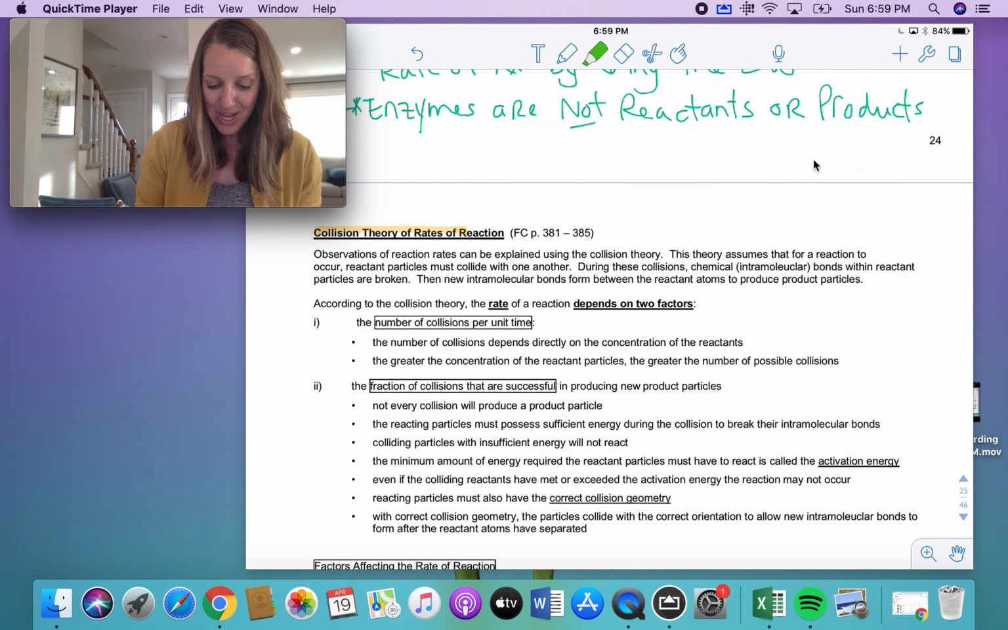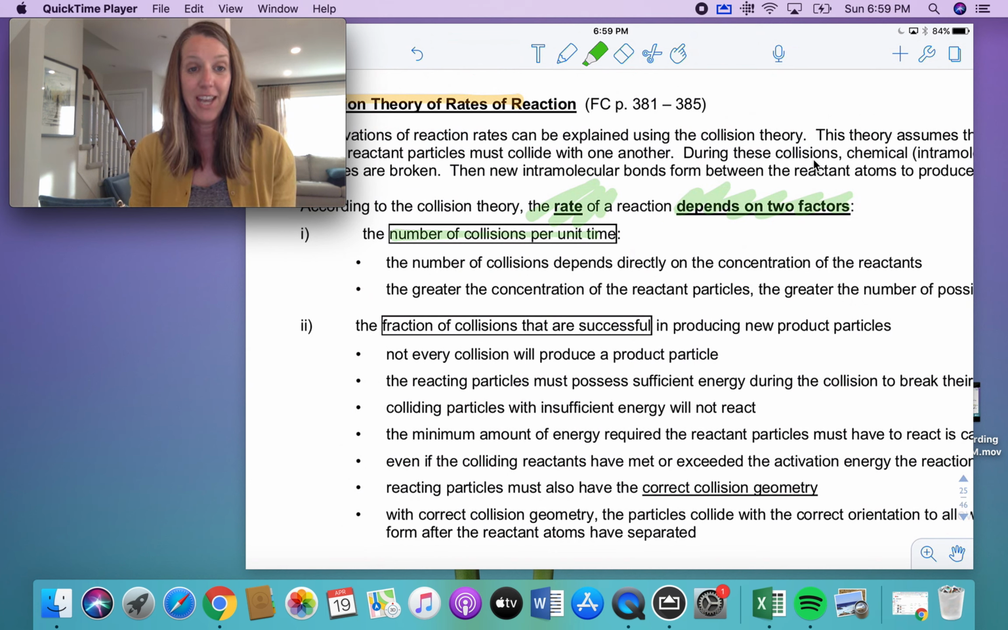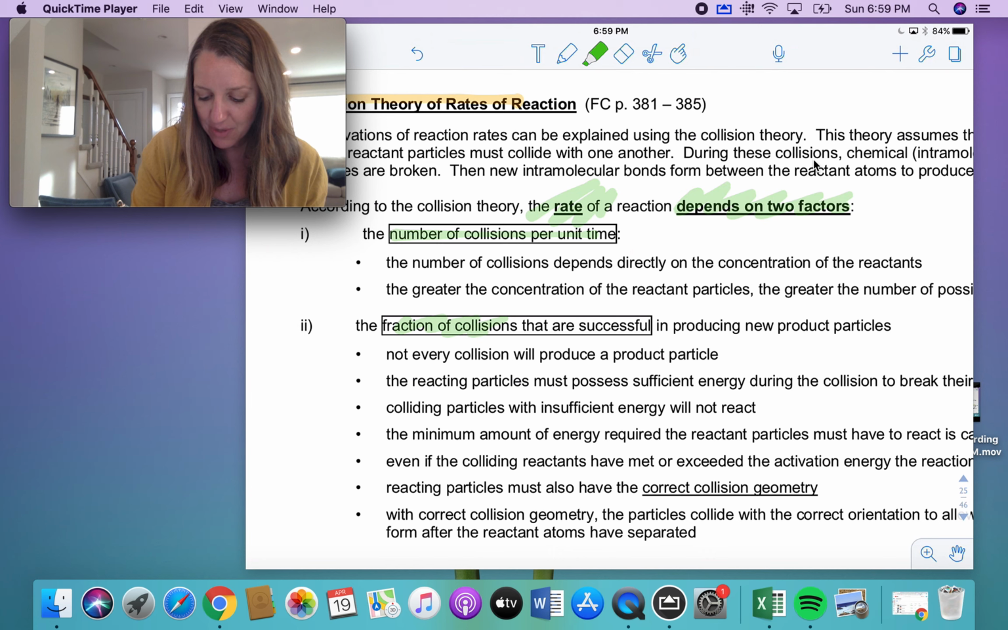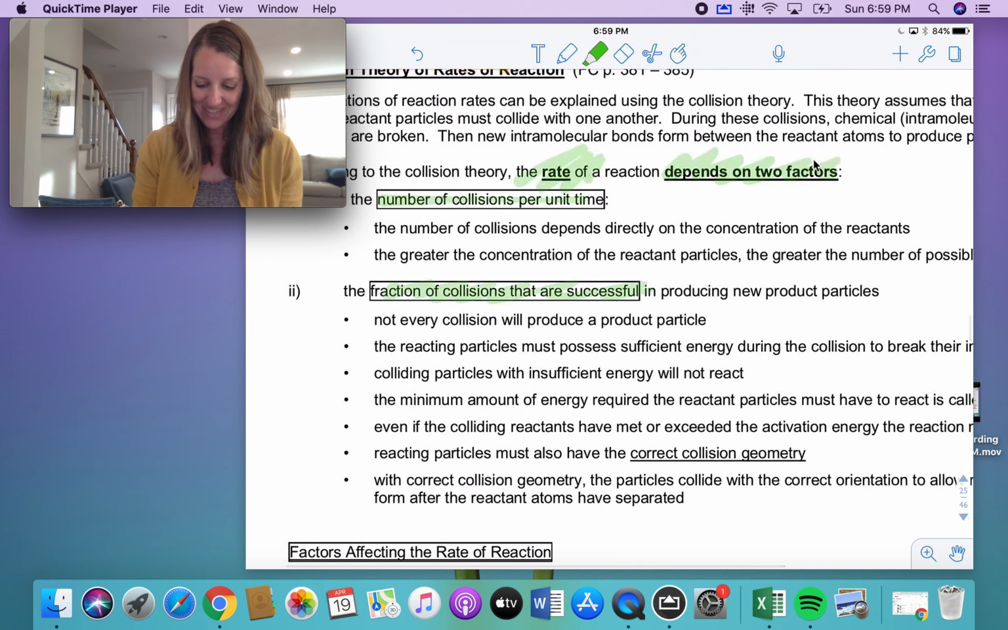So here we go. According to collision theory, the rate of a reaction is dependent on these two factors. Number of collisions per unit time. Okay, how many collisions can you make? If you increase the concentration, you're going to have more collisions. If you increase the surface area, you're going to have more collisions. More collisions, faster rate. The second thing is the fraction of those collisions that are successful. So yeah, that terminology is going to be important. It's exactly what it is, okay?